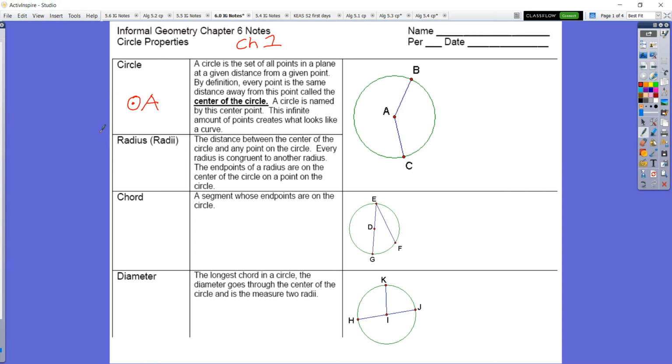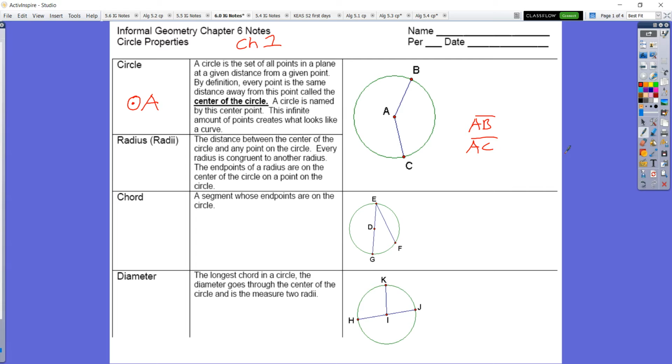A radius of a circle goes from the center A to the outside. I know you already know this stuff. This is just a simple review before we get into all the different circle things for Chapter 6. We have two radii here, AB and AC. We name those with line segment AB and line segment AC, which names the two radii of this circle.